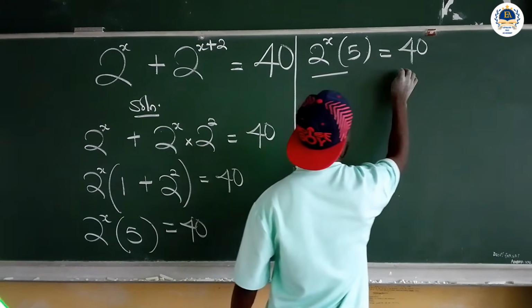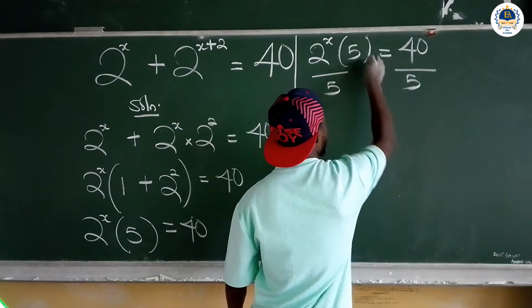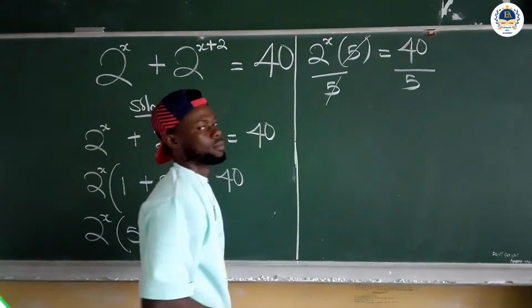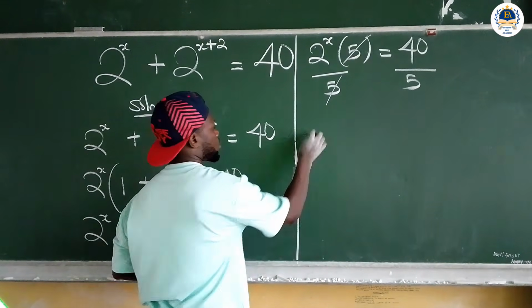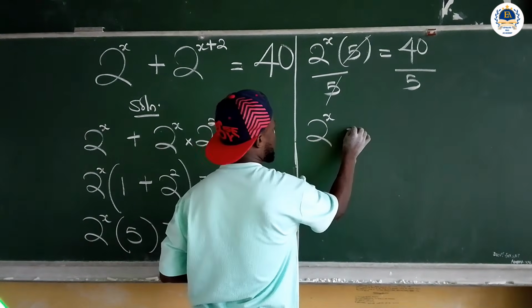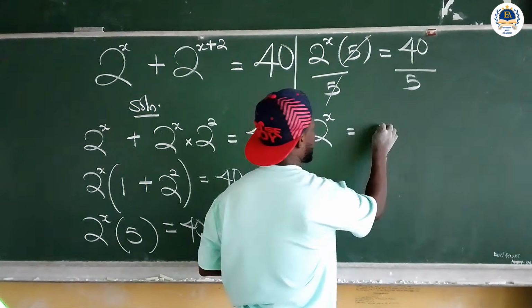Now, if I divide the two sides of the equation by 5, 5 cancels 5, and we are left with 2 raised power of x. 2 raised power of x is equal to 40 divided by 5, which gives 8. We have 8.